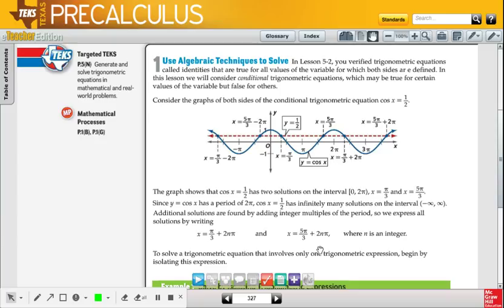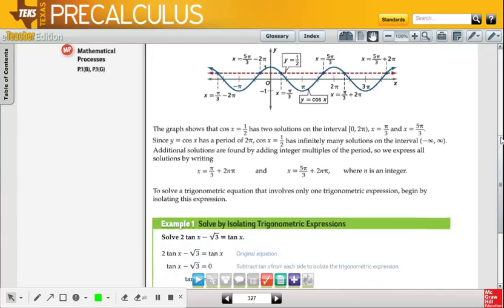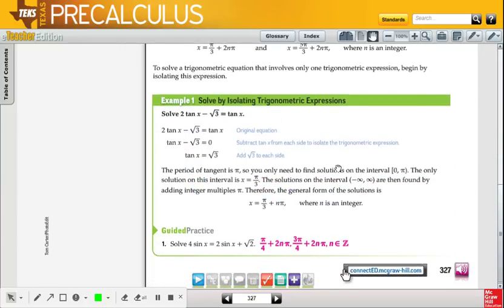So that's a clear indication that we're mostly going to be working in radians. So you're basically looking for what angles in radians are valid solutions on a given domain. So there's the first example here. Solve by isolating trigonometric expression.